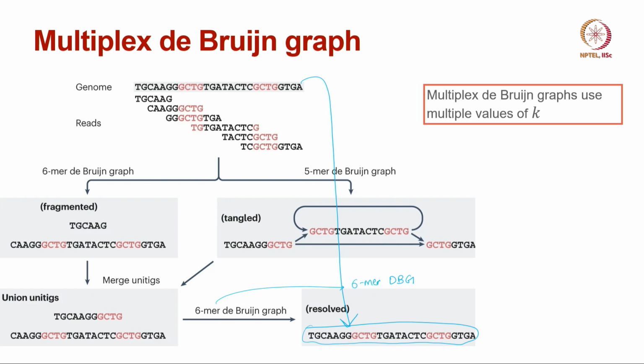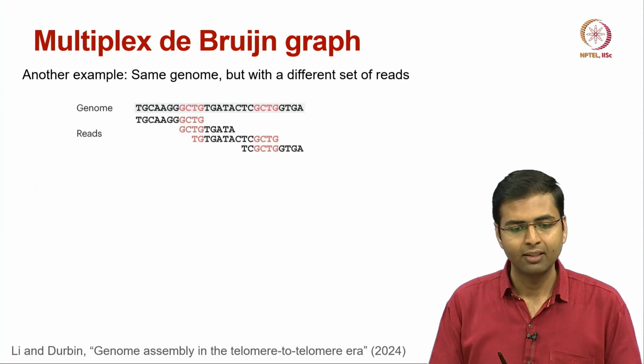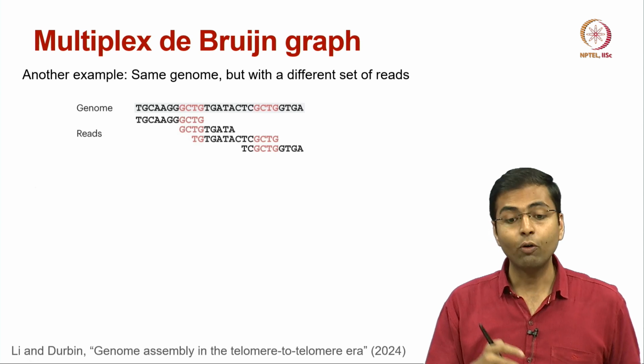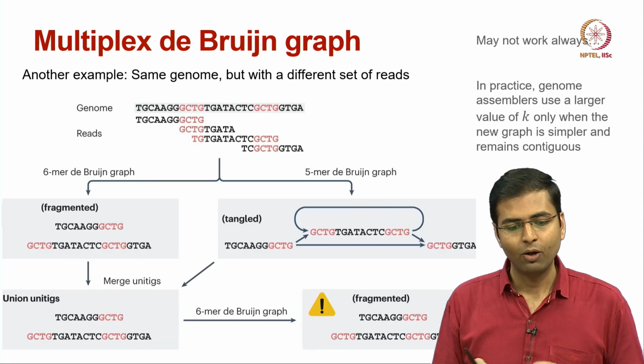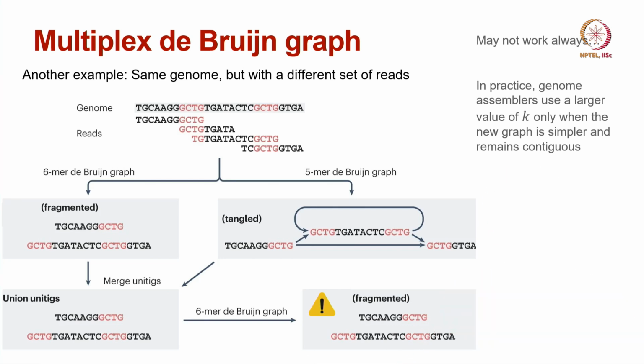However, I want to mention that this idea is a heuristic, that is, it is not guaranteed to work always. So, for example, from the same genome sequence I can sample the reads in a different manner. Here I have sampled 4 reads from the same genome sequence, and now if you apply the same idea again, that is, you build a 5-mer De Bruijn graph, you build a 6-mer De Bruijn graph, and again you merge the unitigs, this time observe that you do not have a single unitig that spells the genome sequence. Again you have 2 unitigs that are fragmented.